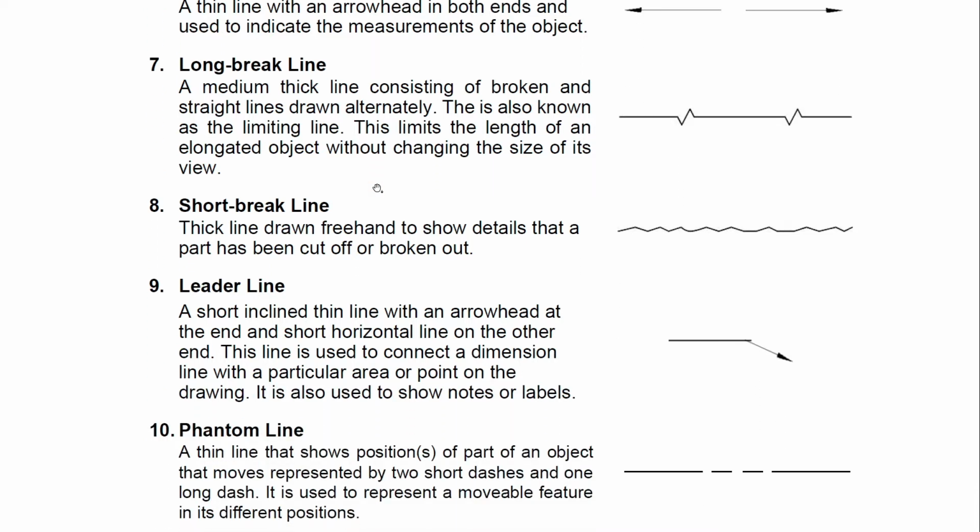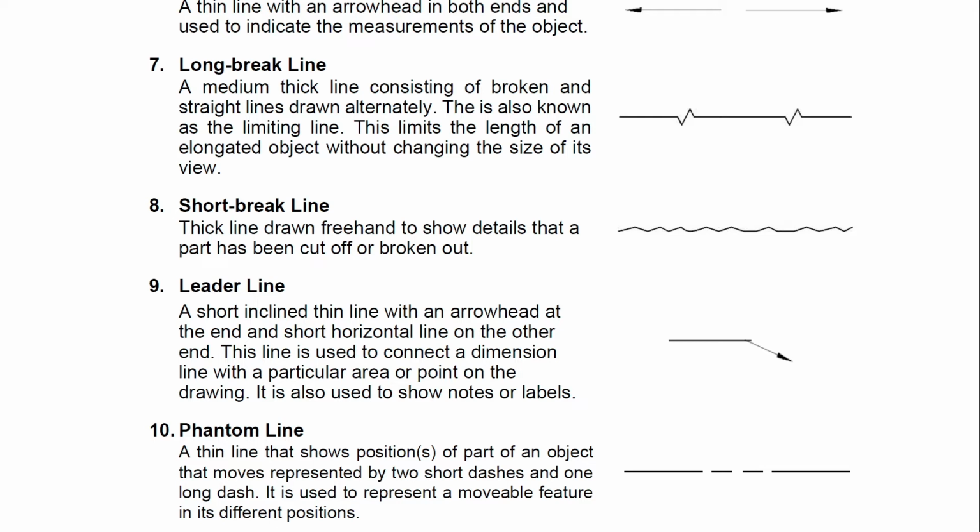So, next we have the long break line. It is a medium thick line consisting of broken and straight lines drawn alternately. So, this is also known as limiting line. This limits the length of an elongated object without changing the size of its view. Okay? So, ito namang long break line, ginagamit siya to limit the length of elongated object. So, siya po yung naglilimit, siya yung nagre-represent kung hanggang saan lang yung object na yun. So, karaniwan, yung long break line ay ginagamit natin for big objects or large objects.